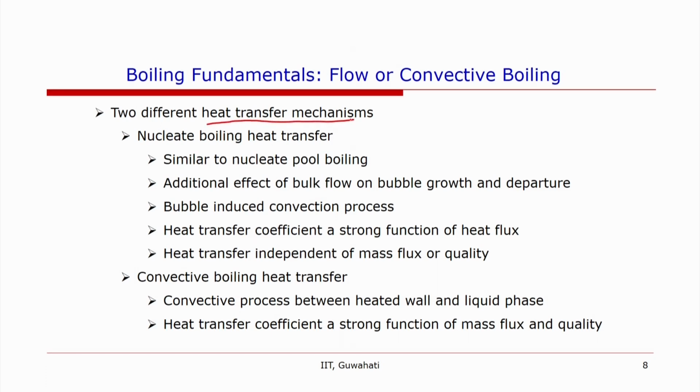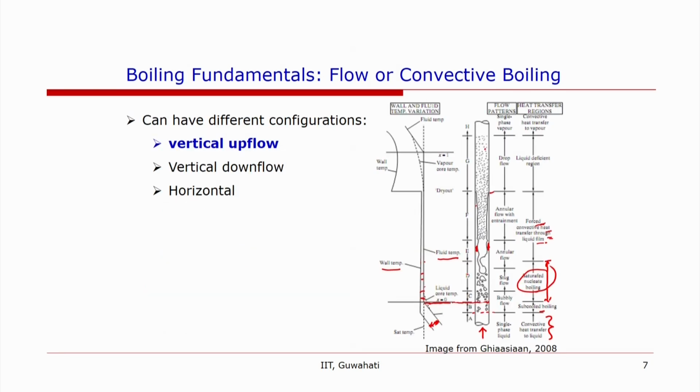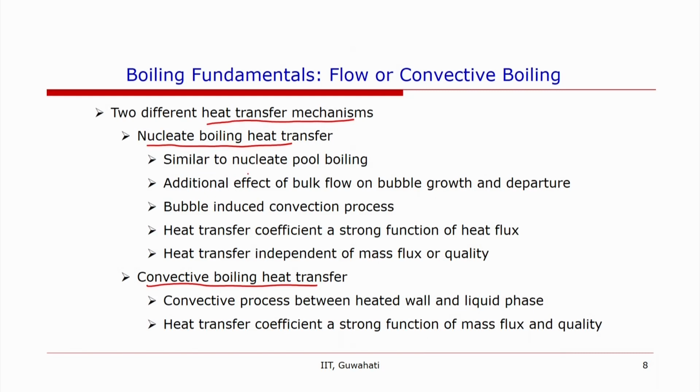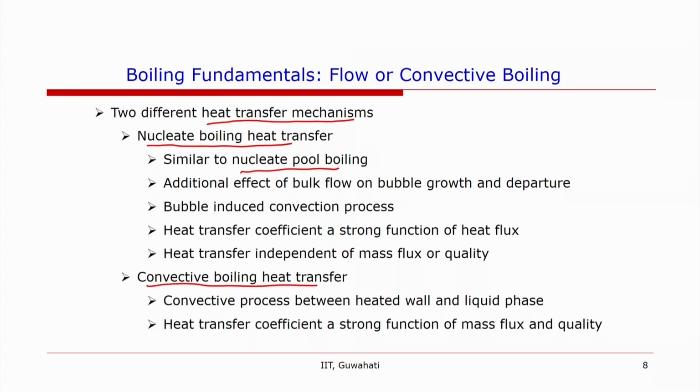So in flow or convective boiling, there are two different mechanisms of heat transfer in play. One is nucleate boiling heat transfer, another is convective boiling heat transfer, as we have just seen. The nucleate boiling heat transfer mechanism is similar to nucleate pool boiling. The only difference is that the bubble departure will be affected by the flow patterns, and the release of the bubble is going to affect the flow behavior in the channel. So the interaction between the flow and the bubble departure is an additional factor when we consider nucleate boiling in flow or convective boiling as a mechanism.